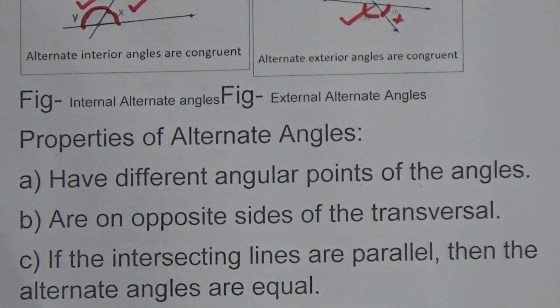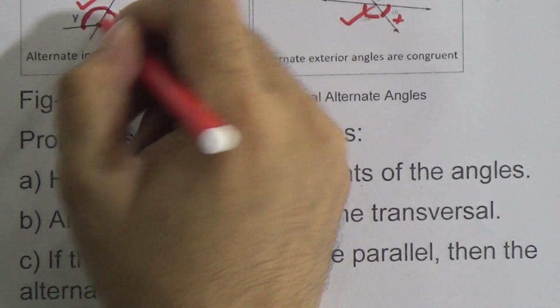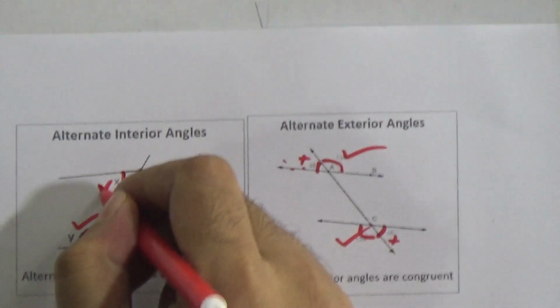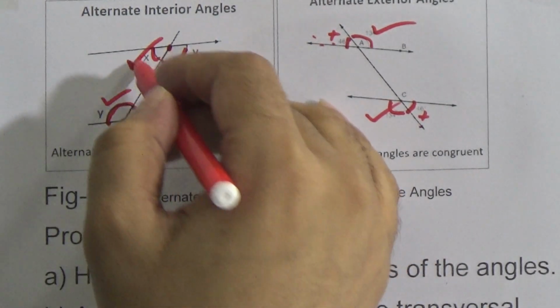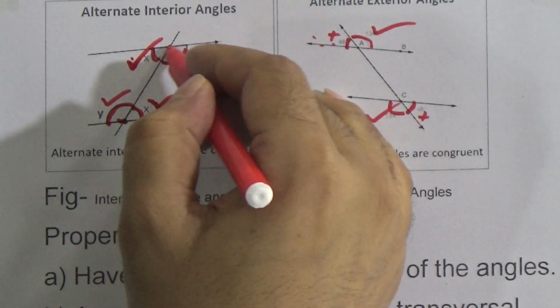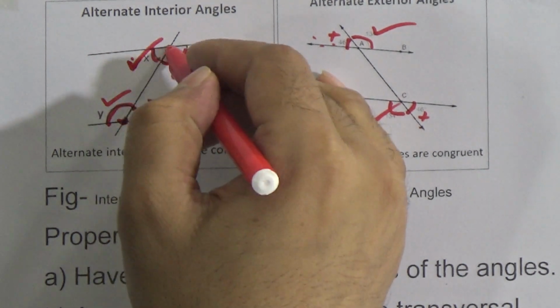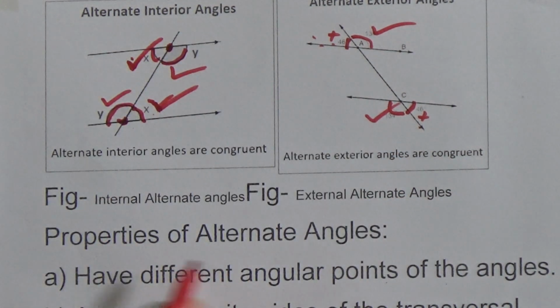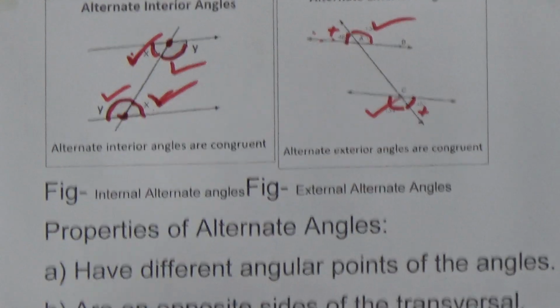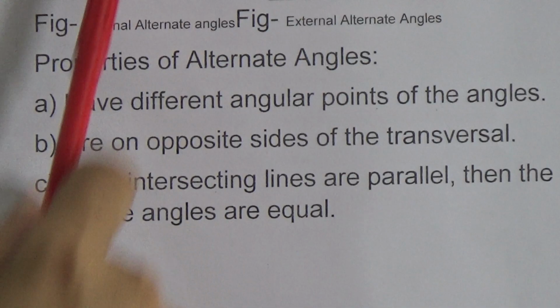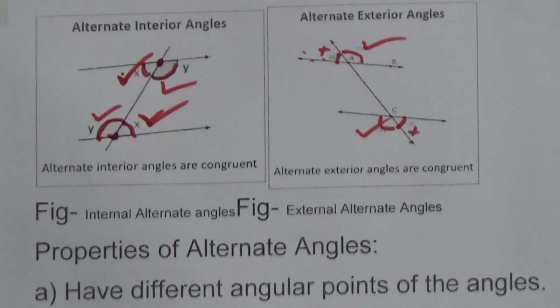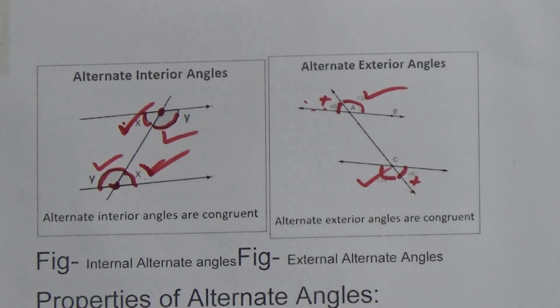If we see the alternate angles here, this one and this one, alternate angles have different angular points. This is the angular point and this is the angular point. So this property is correct. Now see the next property: they are on opposite sides of the transversal. Here this line is the transversal, so these two angles are opposite to the transversal. So this property is also correct.